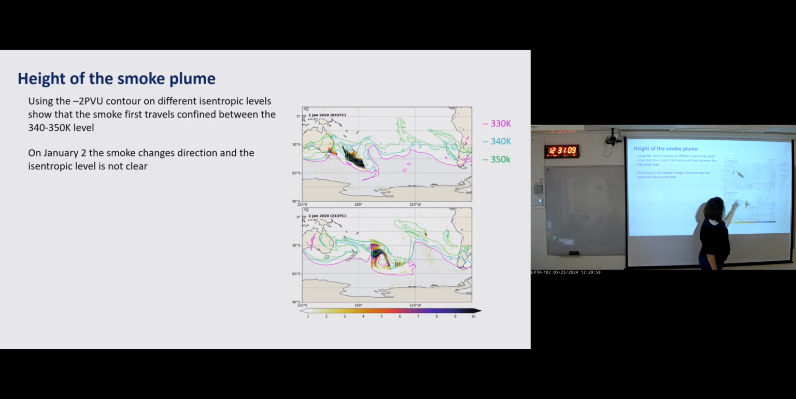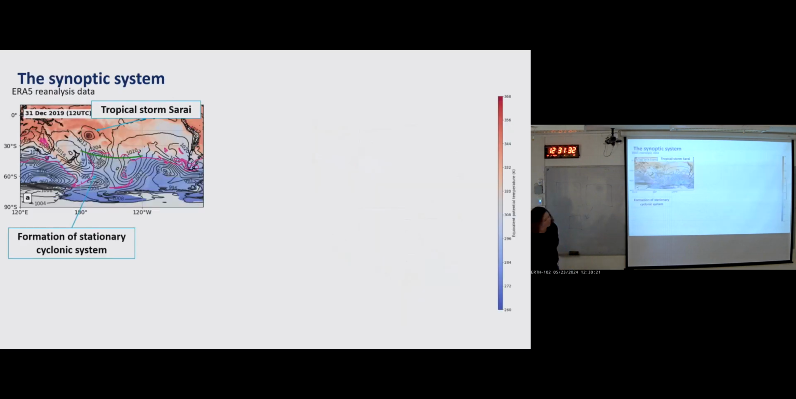When we go to January 2nd, where everything kind of changes direction, we see that the different contour lines are not that clear. And this really is an indication of some sort of vertical ascent or some change in the height or some change in the isentropic levels that does not fit the regular climatology. So we kind of wanted to see what happens there. So we'll start with the synoptic system again.